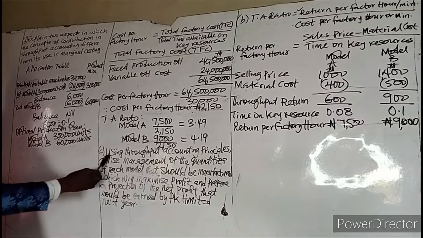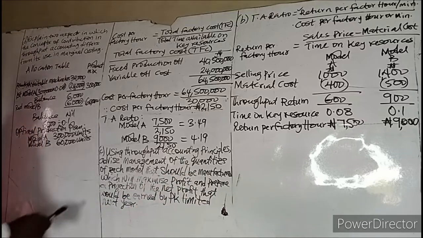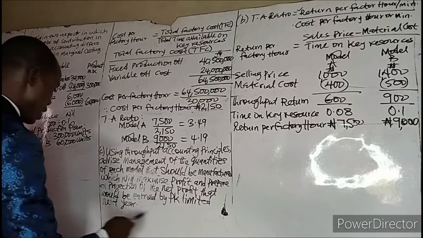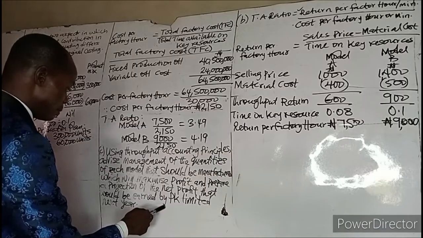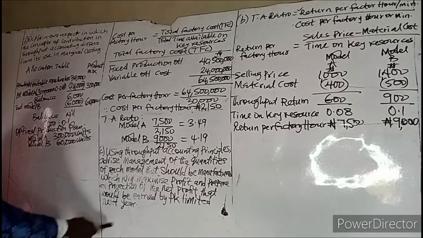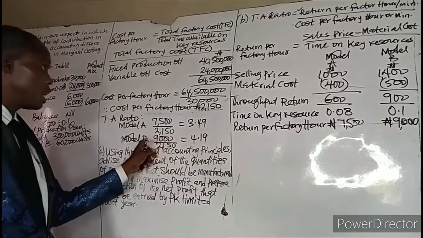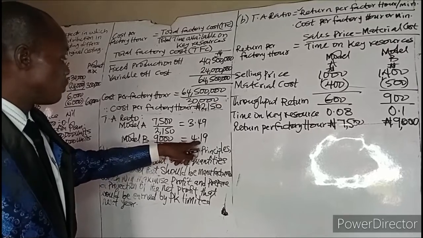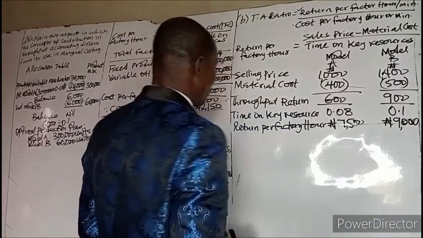Now, C. Using throughput accounting principles, advise management on the quantities of each model that should be manufactured, which will maximize profit, and prepare a projection of the net profit that will be earned by PK Limited next year. So if you have to choose on the basis of the throughput accounting ratio, model B has the highest throughput accounting ratio. So that means you are going to favor model B. Or if you rank it based on return per factory hour.